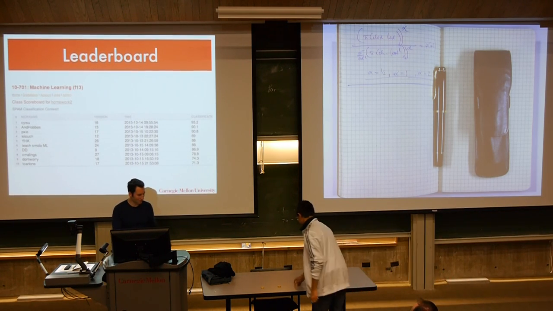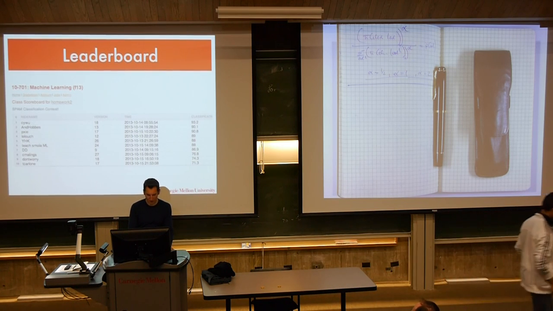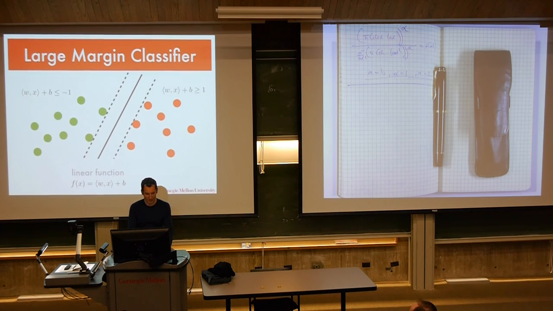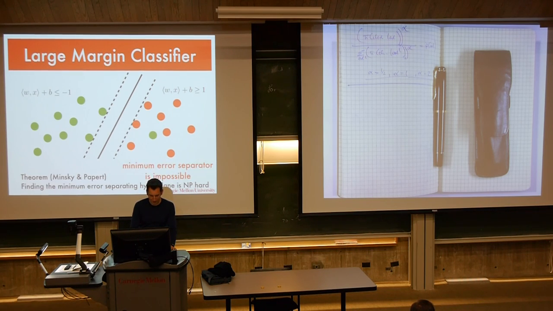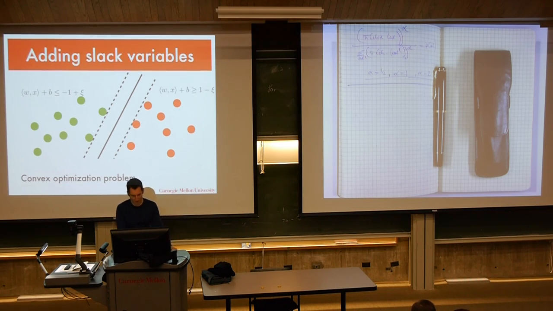Okay, so just to recall what we have: a large margin classifier, right? And we have, oh my god, an observation that is not linearly separable. Well, what are we going to do? Well, this would lead to an infeasible optimization problem because there's no set of W's that actually linearly separates this. So we basically add some slack, and that's basically what you do, right?